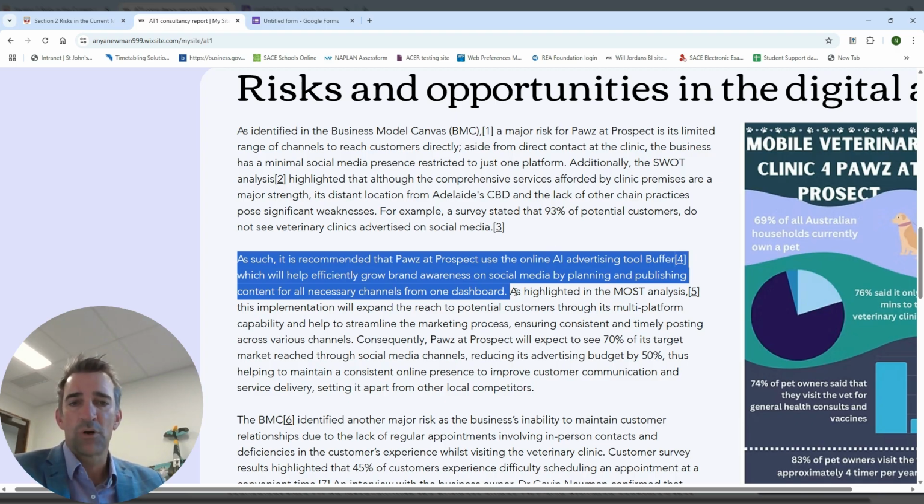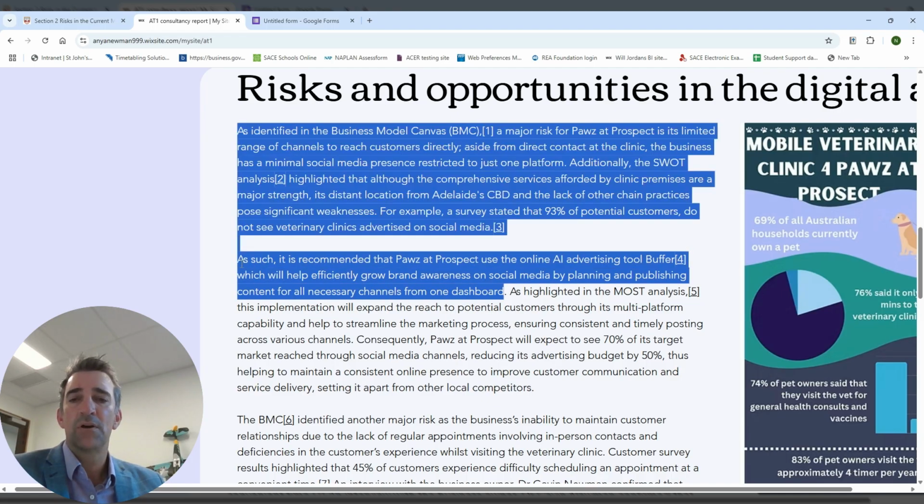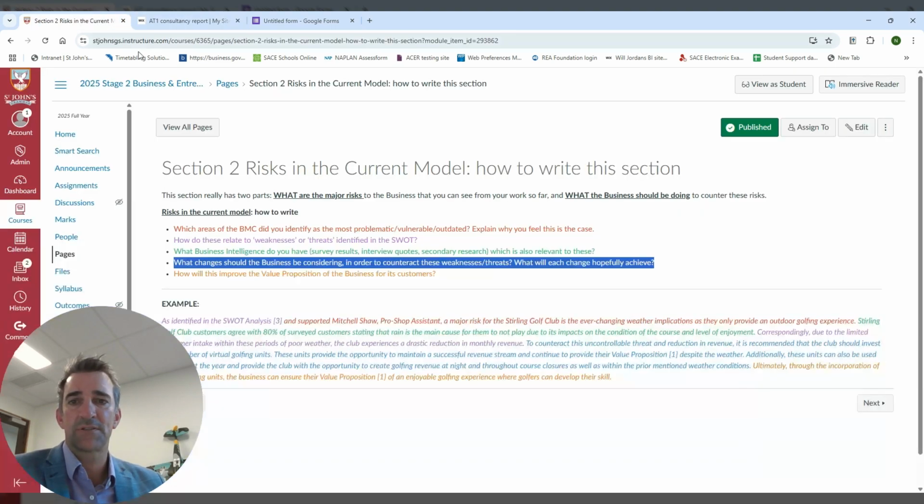Okay. Later on, we can actually talk about the MOST analysis in terms of reaching more customers, but we haven't done a MOST analysis yet. This is just a simple illustration of how you propose a solution based on the data that you have from your business model canvas and your SWOT analysis.